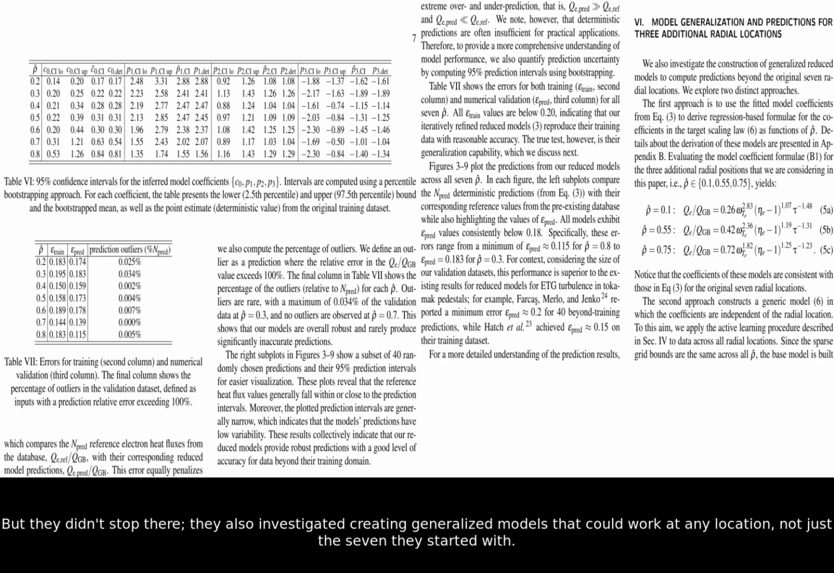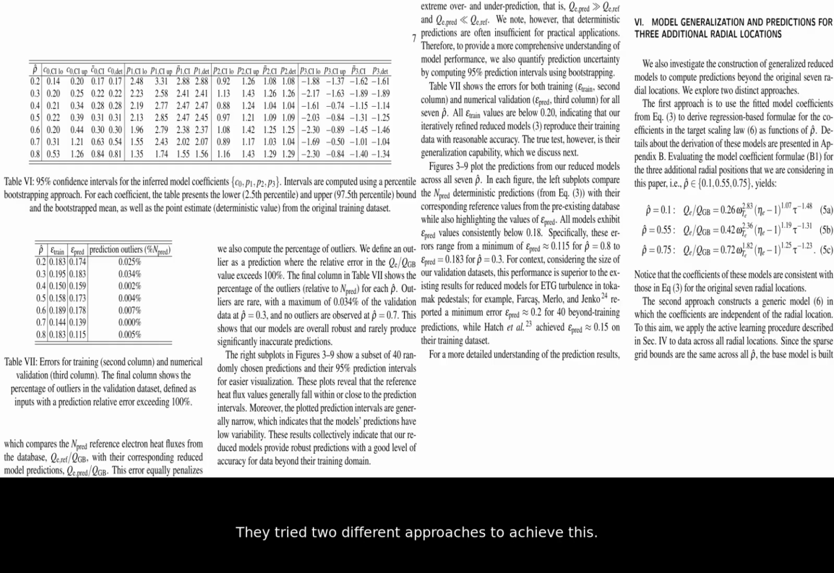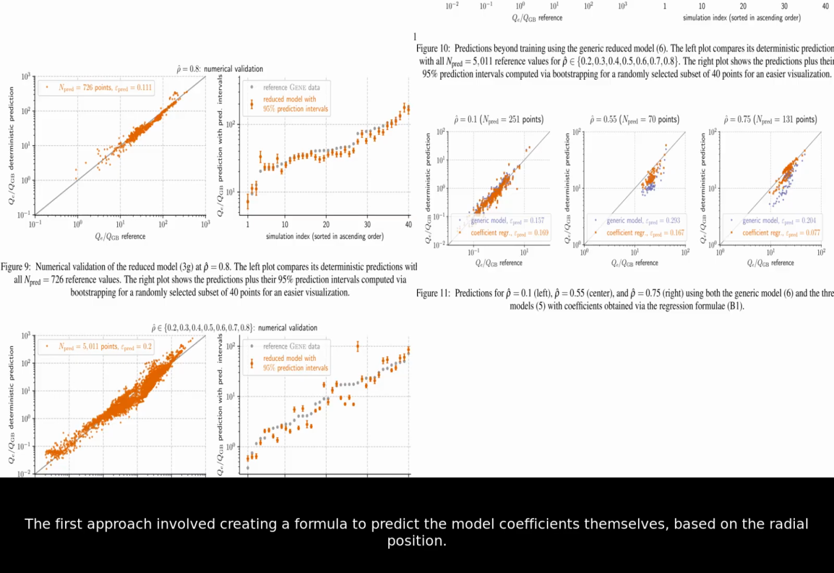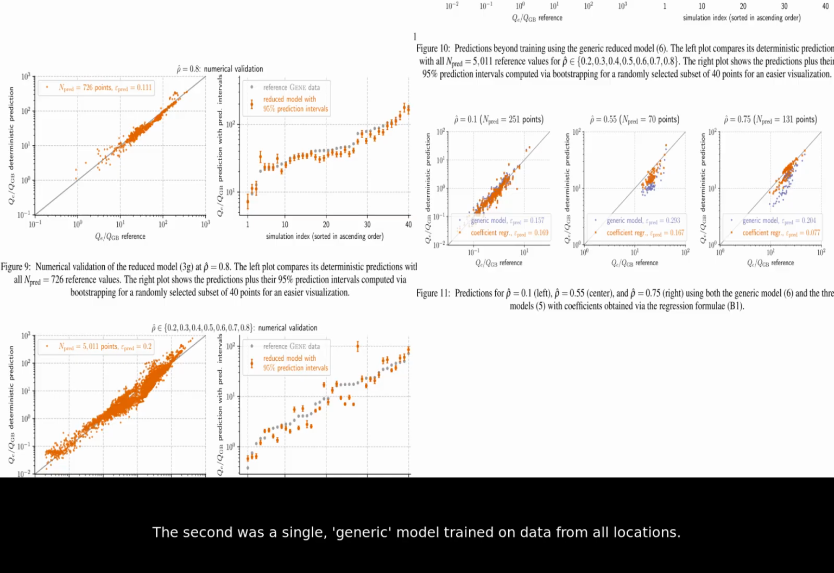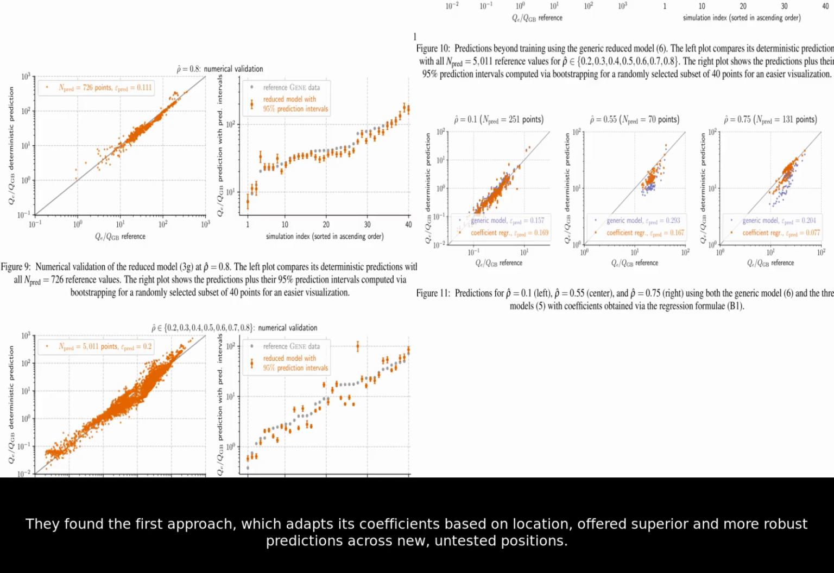They also investigated creating generalized models that could work at any location, not just the 7 they started with. They tried 2 different approaches to achieve this. The first approach involved creating a formula to predict the model coefficients themselves, based on the radial position. The second was a single, generic model trained on data from all locations. They found the first approach, which adapts its coefficients based on location, offered superior and more robust predictions across new, untested positions.